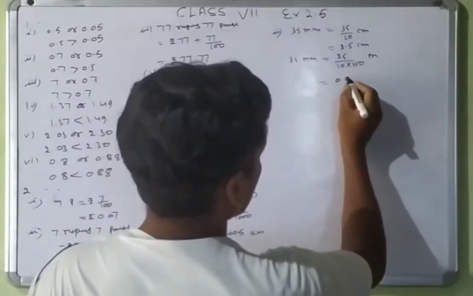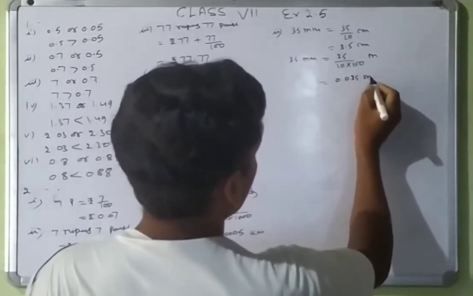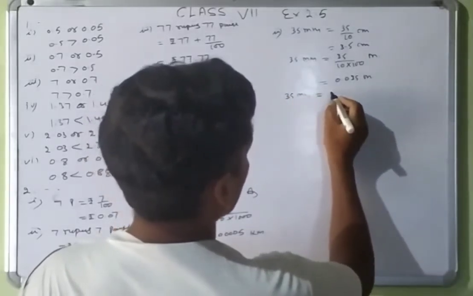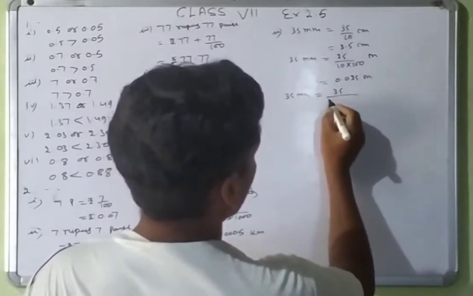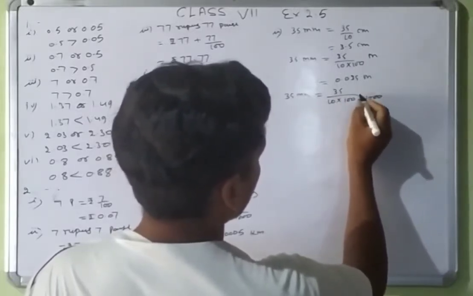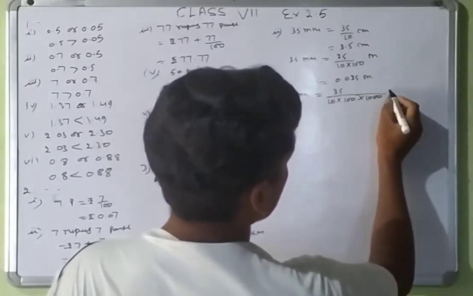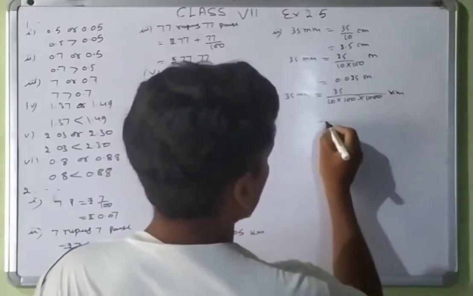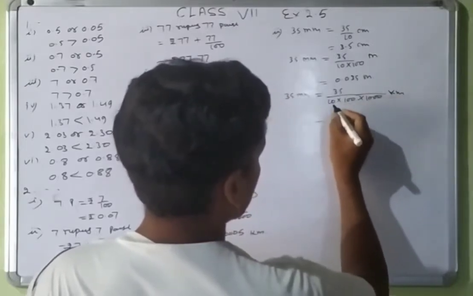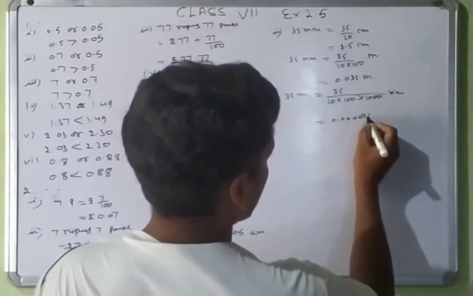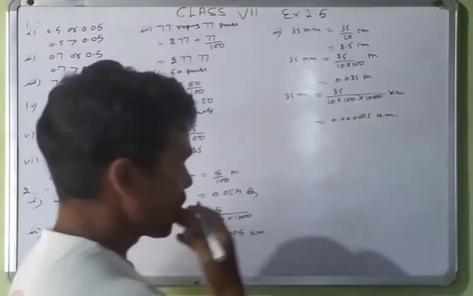So 0.035 meter. 35 mm is equal to 35 upon 10 into 100 into 1000, because 1 kilometer is equal to 1000 meter, that is kilometer. So 1, 2, 3, 4, 5, 6, that is kilometer.